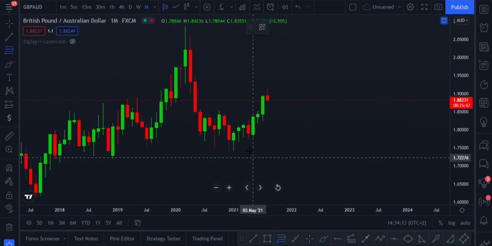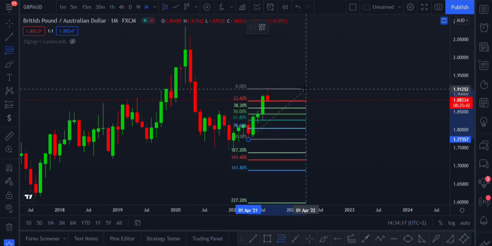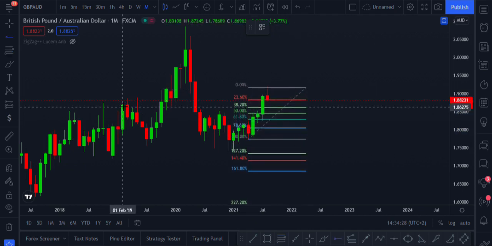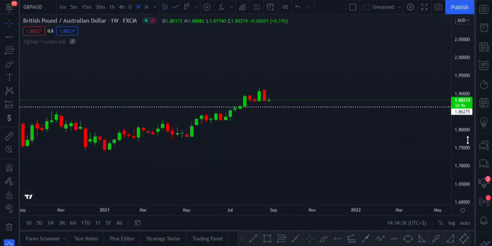So at first, at least, the price will backtest the 38.2% from the Fibonacci taken. So this will be our first target on the monthly time frame. Moving to the weekly time frame, what will we get?